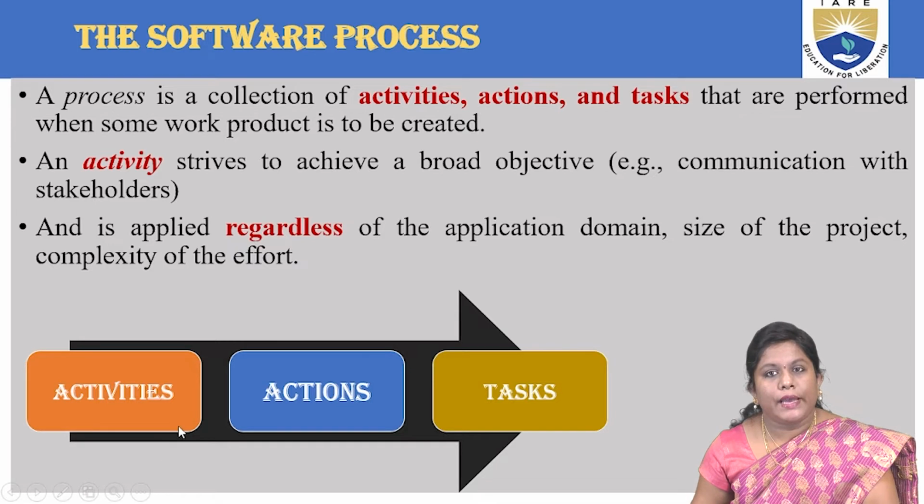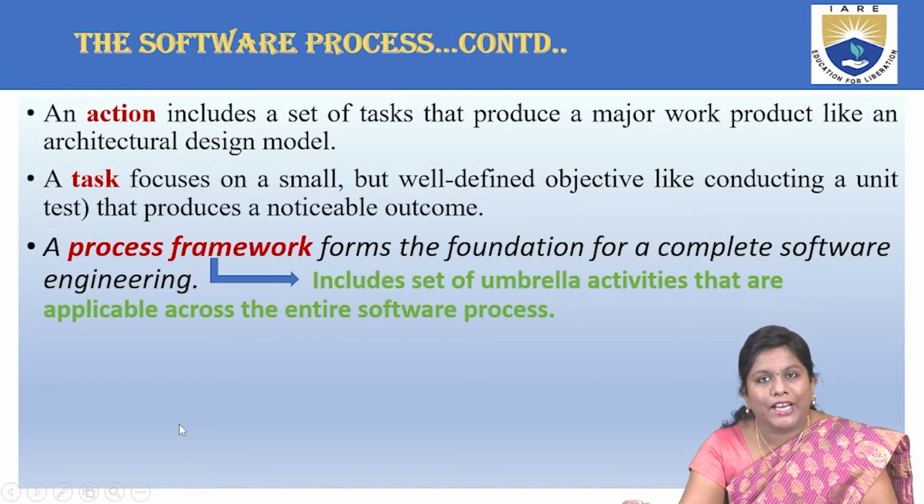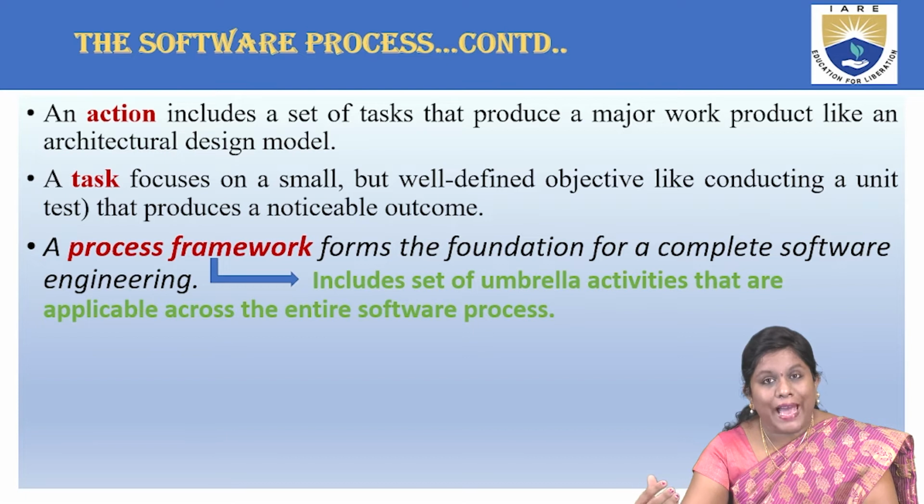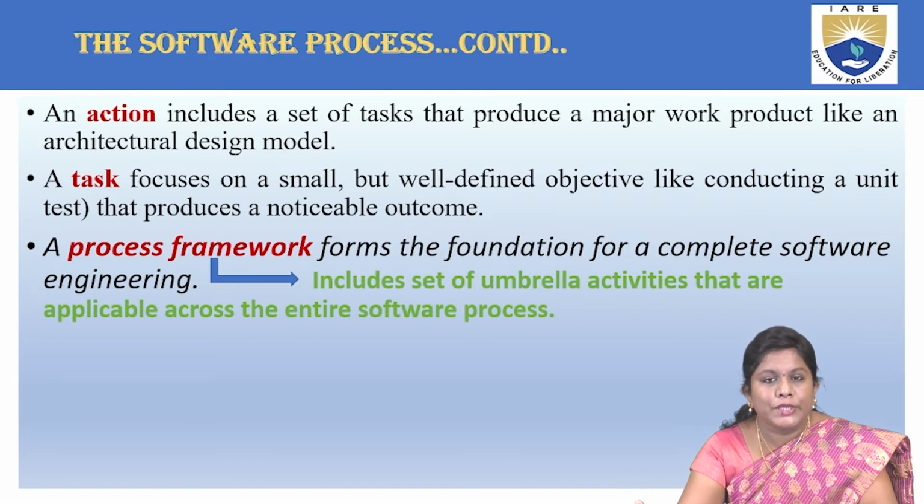Moving to the actions. So what does action include? Once the activities are stated or communicated by the stakeholder, next is the process of action. How do you execute these specified data by the stakeholder? What are the actions that are included? So here, when you say action, it includes a set of tasks that produce a major work product like an architectural design model.